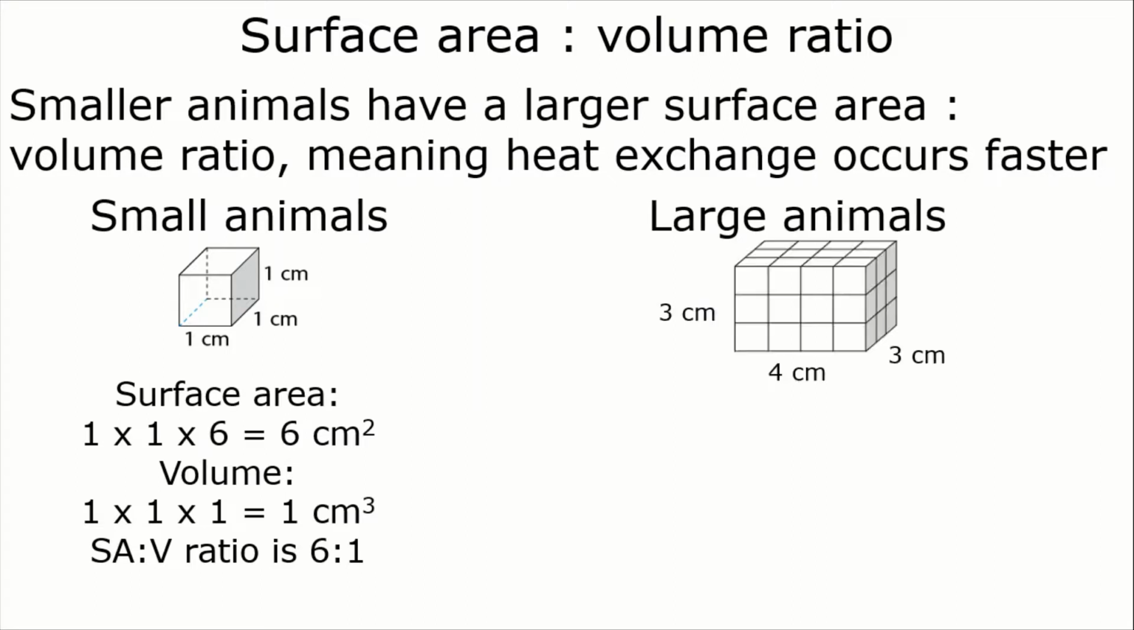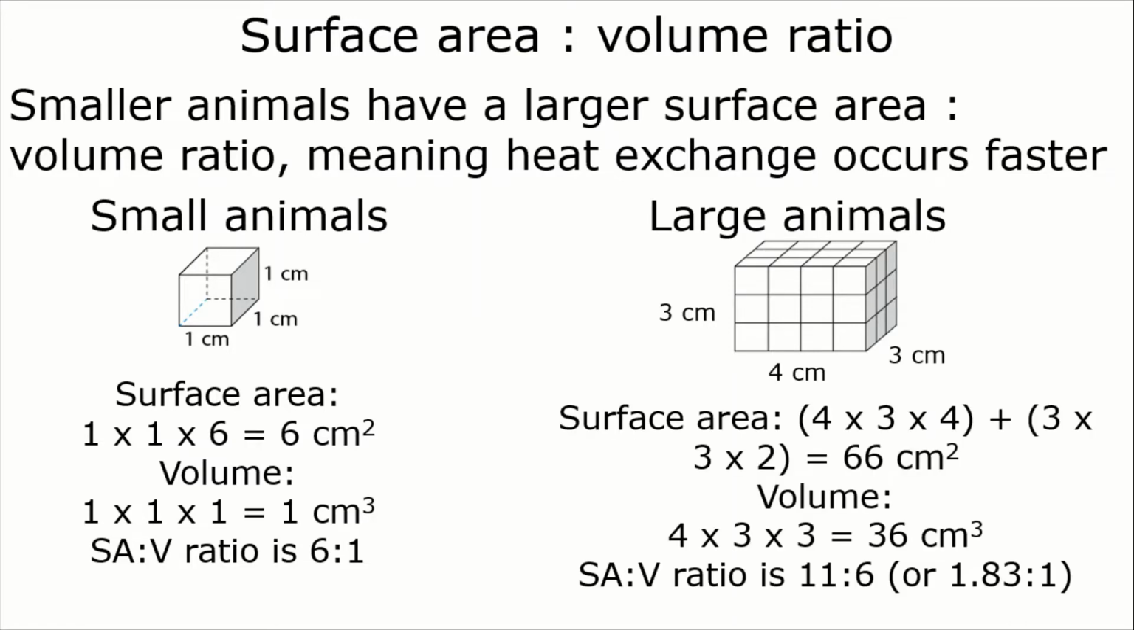With a large animal, however, here you can see I've got a stack of cubes measuring 3 centimetres by 4 centimetres by 3 centimetres. The surface area is slightly more complicated on this one because we've got 4 faces of our cube measuring 4 by 3 centimetres, and we've got 2 faces of our cube measuring 3 by 3 centimetres. So to work out our surface area, we've got 4 times 3 times 4, because there's 4 faces that measure 4 times 3, and we add 3 times 3 times 2, because we've got 2 faces that measure 3 by 3, and that equals 66 centimetres squared.